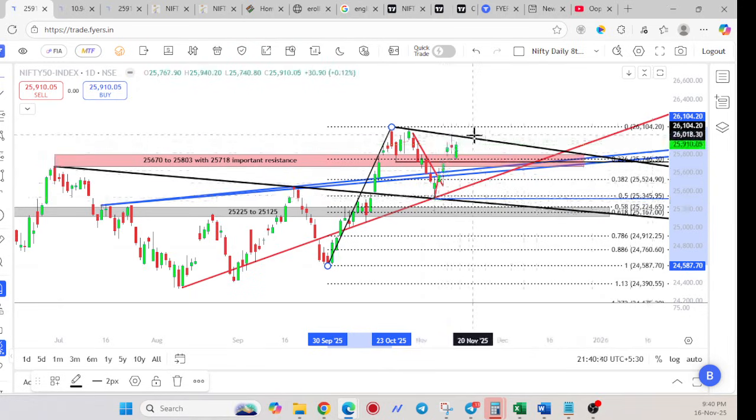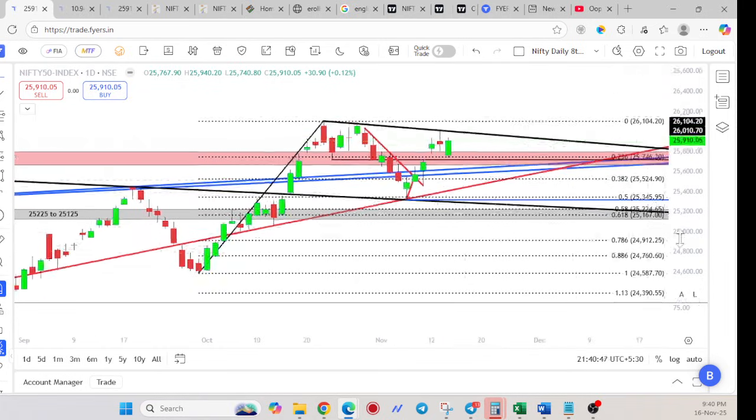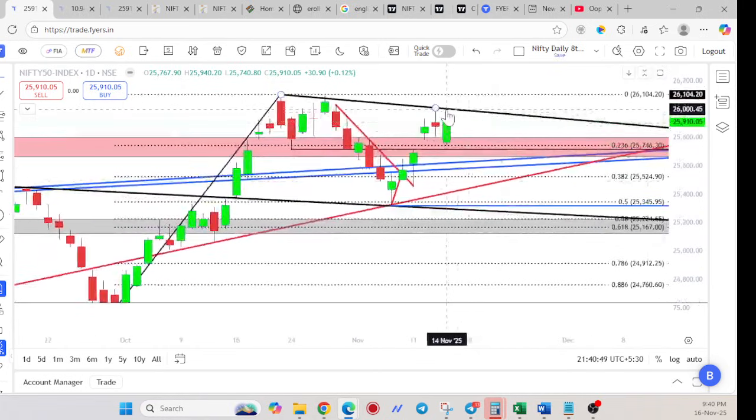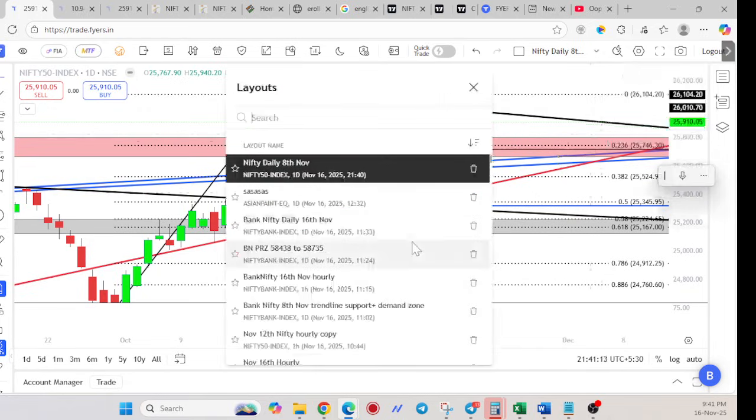Now the current resistance. If I draw a trend line, you are seeing a black color trend line here. Let me blow it up. Somewhere around 26,000 levels again, this line around 26,000, 26,010 up to 26,040 is a trend line resistance area. Having said that, let us move back. I will show you one more chart now. I'm just switching over the chart.